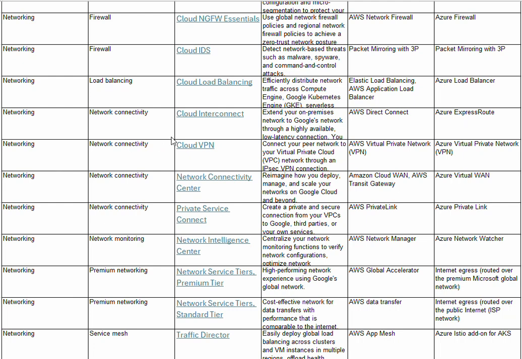Next thing is Direct Connect or ExpressRoute. When it comes to physical connectivity, we call it Direct Connect, ExpressRoute, or Cloud Interconnect: data center to data center connections. On Google Cloud it is called Cloud Interconnect, on AWS it is AWS Direct Connect, and on Azure, ExpressRoute. We were also discussing the VPN: it is Cloud VPN on Google, AWS VPN on AWS, and Azure VPN on Azure.